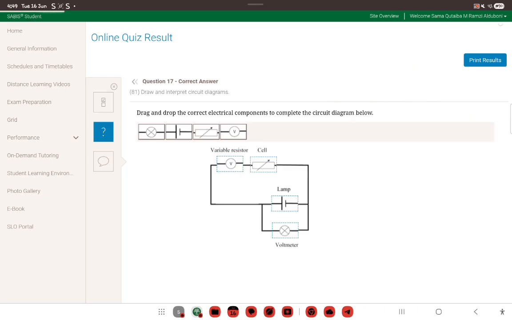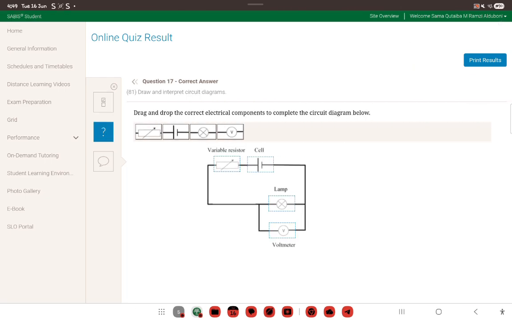Question 17. This is just drag and drop. So this is a variable resistor. This is a cell. This is a lamp. This is a voltmeter. A variable resistor has a line through it. And yeah, that's it.